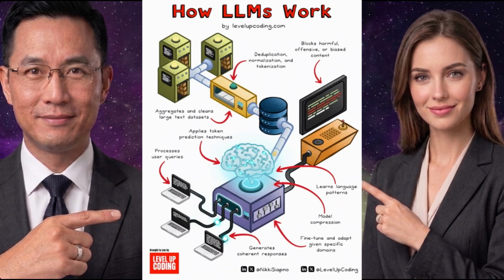Okay, so then what about the second label, applying token prediction techniques? That is the mechanism of action. When the model is running, it actively traverses that map we just talked about. So it takes a sequence of input tokens, calculates the probabilities based on the patterns it learned, and predicts the statistically most likely token to follow. Yes. And that prediction mechanism is precisely what generates the illusion of intelligence.